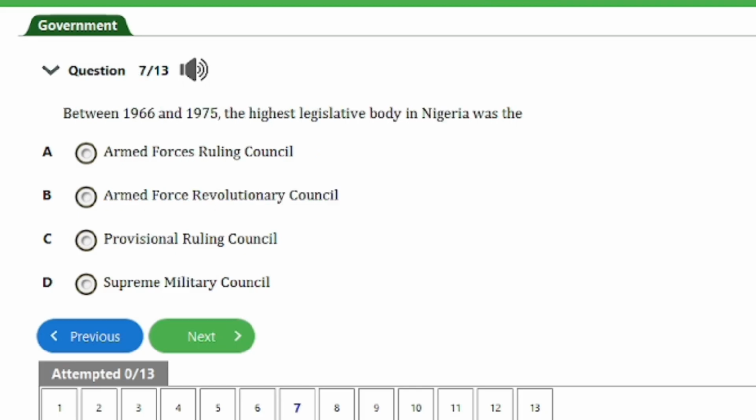So here's question number 7. It says, between 1966 and 1975, the highest legislative body in Nigeria was the A. Armed Forces Ruling Council, B. Armed Force Revolutionary Council, C. Provisional Ruling Council, and D. Supreme Military Council. So guys, the answer to this question here is option D. That's the Supreme Military Council. So that's it for this question. Let's move on to the next one, guys.